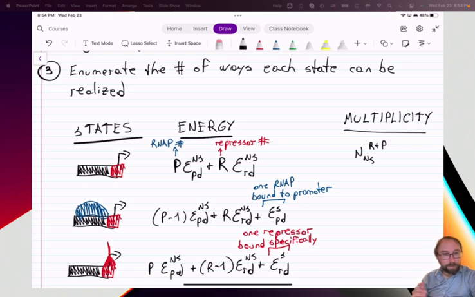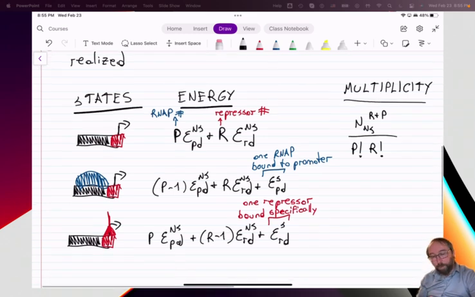Remember, because the first polymerase has NNS ways of binding, the second polymerase has NNS minus 1, but it's kind of like NNS ways of binding, and so forth. And then I need to remember that I had these factors that accounted for the fact that the RNA polymerase molecules are indistinguishable, so this is a P factorial, and also that repressor molecules are indistinguishable, this is an R factorial. Okay, all right, what about the next one?